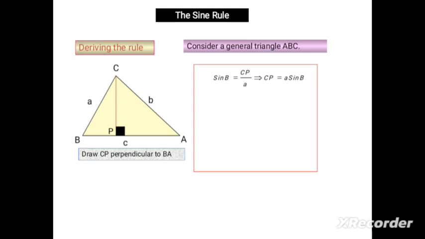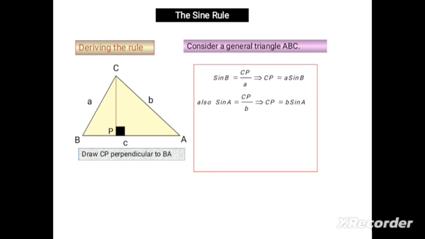Consider a general triangle ABC. We'll find that sine B is equal to CP, that is the perpendicular height, over a, because we are considering the angle at B. We know very well that sine of theta is equal to the opposite over the hypotenuse. That gives us sine of B equal to CP, the perpendicular height, over the hypotenuse a. And therefore, the height CP will be a sine B.